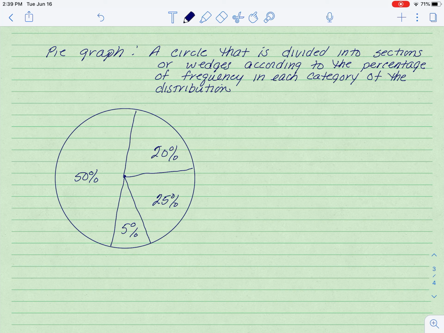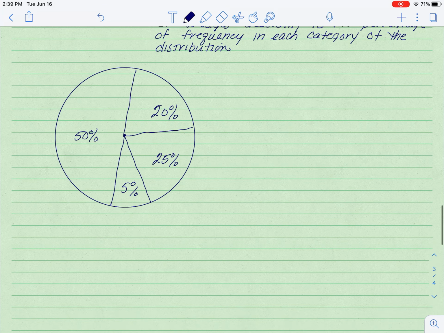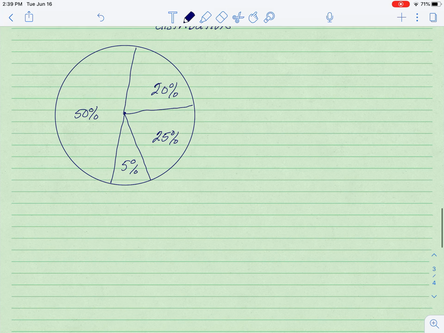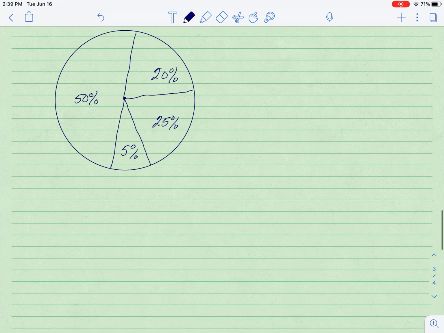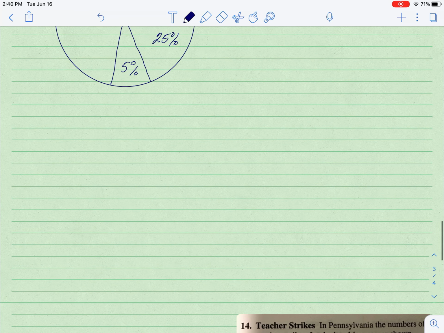We don't do pie graphs in this class because computers typically create pie graphs for people to make them more accurate. So we're not going to talk about pie graphs that much. That's all we're talking about pie graphs. The next thing we're going to talk about are dot plots.